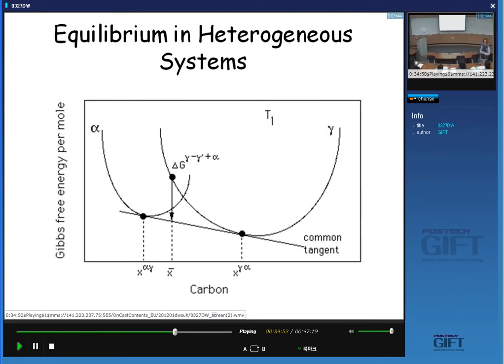Sorry? If between alpha and gamma another phase appears, that means if that point is lower than the other. At this moment, just think about two phases. Do not go far away. Just think about two phases. The best way to minimize the free energy of the system is given by this one. Okay? Do you agree with it? All of you?